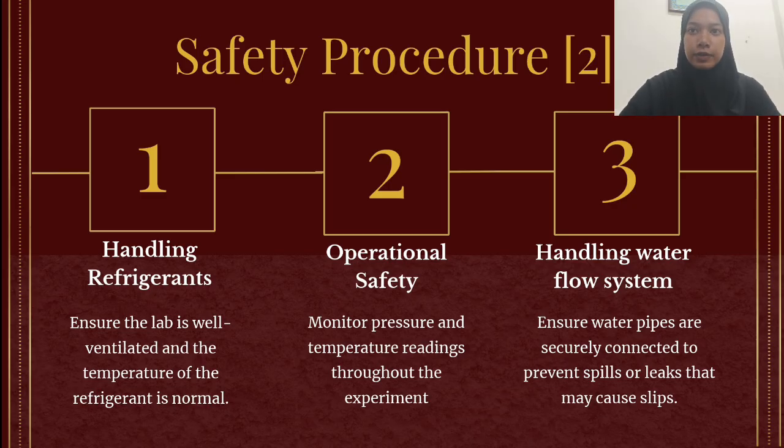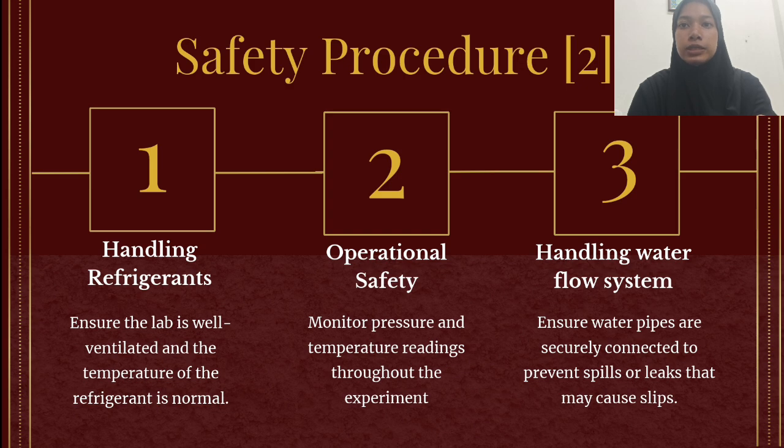Lastly is the safety procedure of the experiment. Firstly, ensure the lab is well ventilated to avoid the inhalation of refrigerant gases, and make sure the temperature of the refrigerant is normal. If the refrigerant is too hot, it may not condense properly in the condenser, and this will lead to incomplete phase change, which throws off the entire refrigeration cycle and affects system performance.